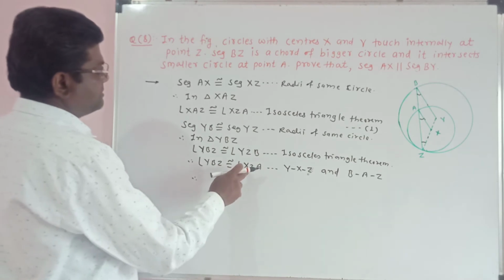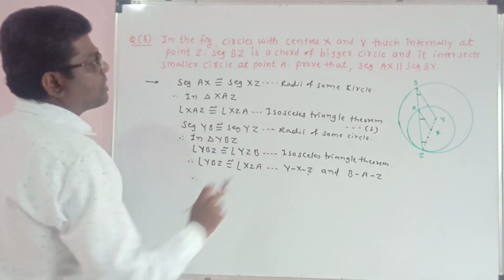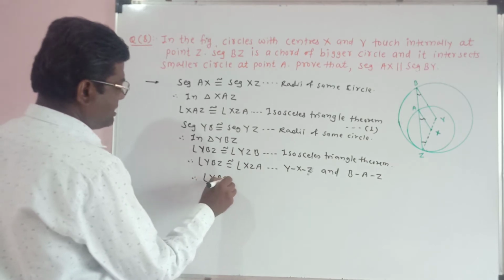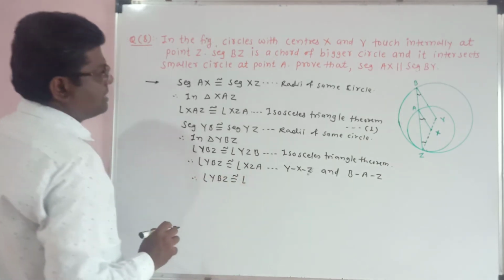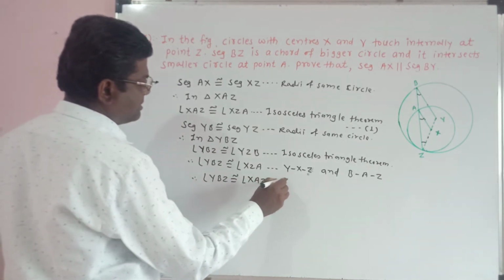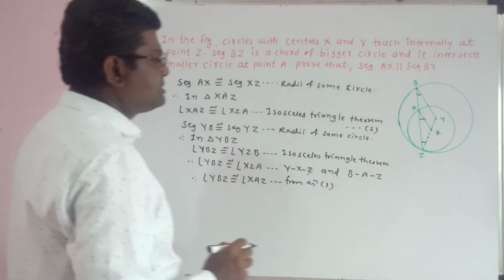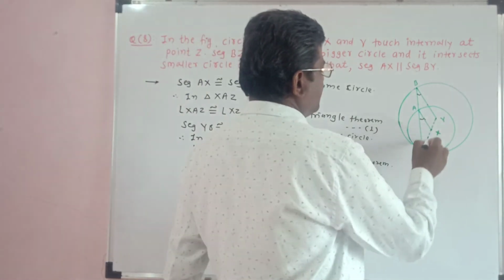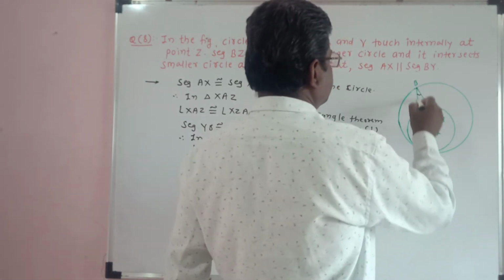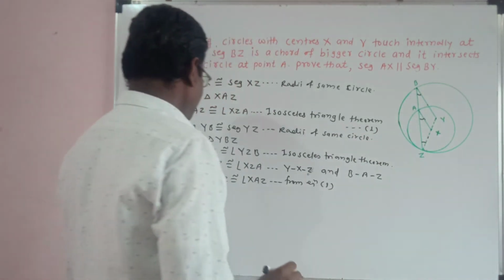But angle XZA is equal to angle XAZ from equation 1. Therefore angle YBZ is congruent to angle XAZ from equation 1. So these two angles are congruent. This angle YBZ is congruent to angle XAZ.